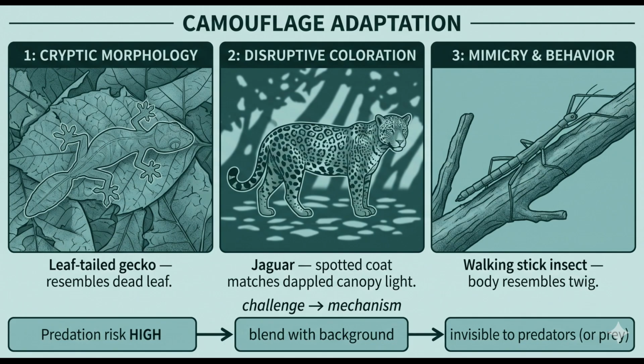Named examples: the leaf-tailed gecko has a body shaped and patterned exactly like a dead leaf. The jaguar's spotted coat matches dappled canopy light exactly. The walking stick insect resembles a twig in shape, color, and texture.